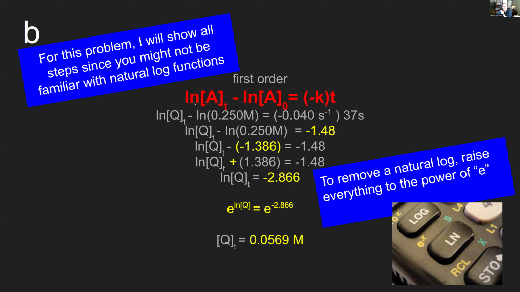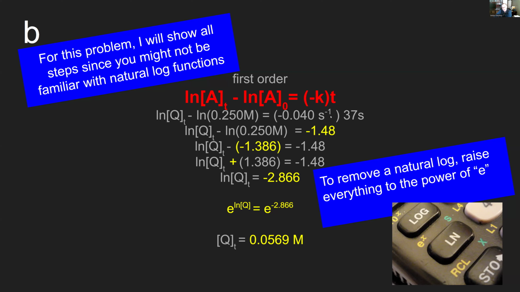The first order reaction equation is the natural log of the concentration of A at time t minus the natural log of the initial concentration, being equal to the negative k times time. With the first problem, you'll notice that we're trying to solve for the concentration of Q at a time of 37 seconds. I plugged in the 0.250 molarity for the initial concentration, and the negative constant, which is the same constant that we had from part A, 0.04 per second, times 37 seconds.